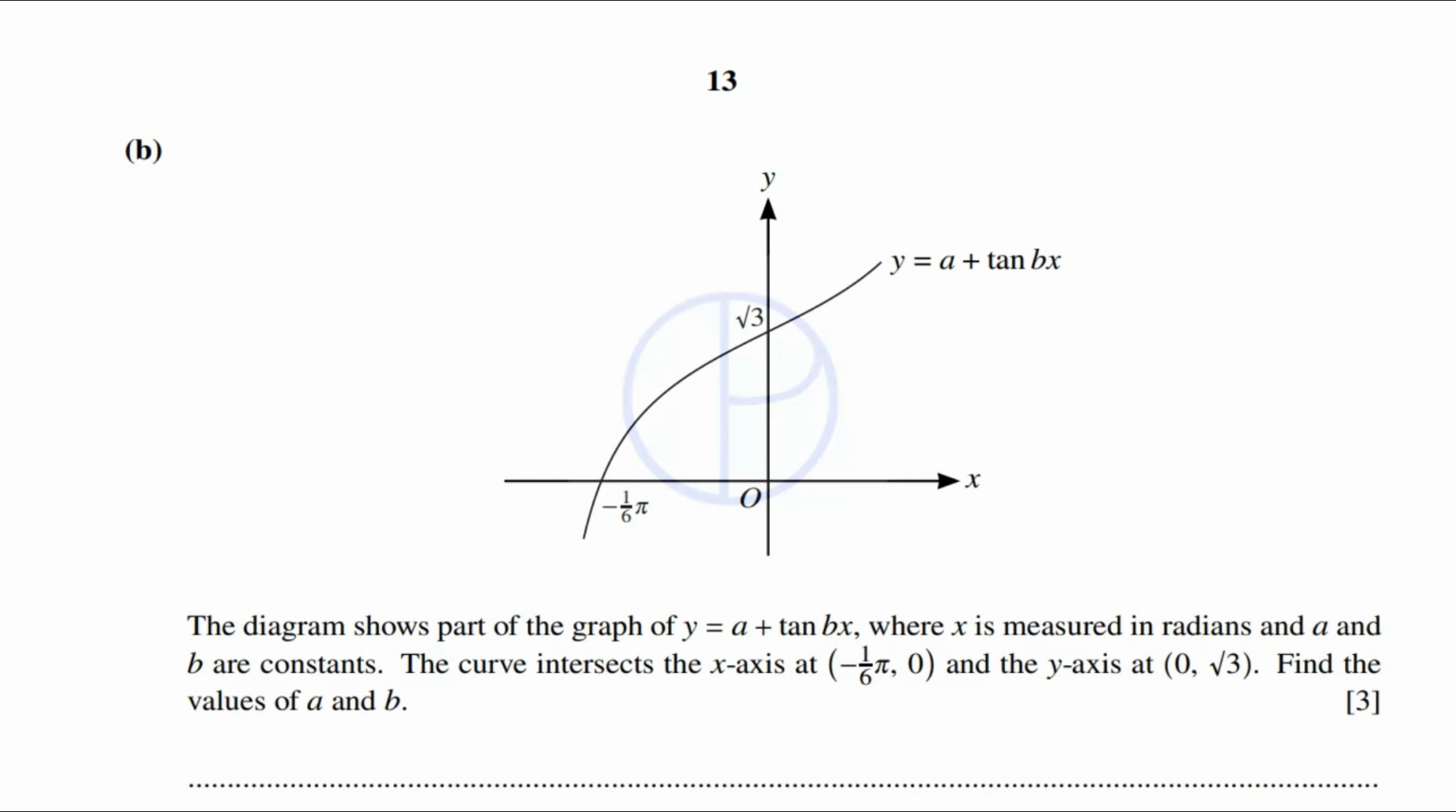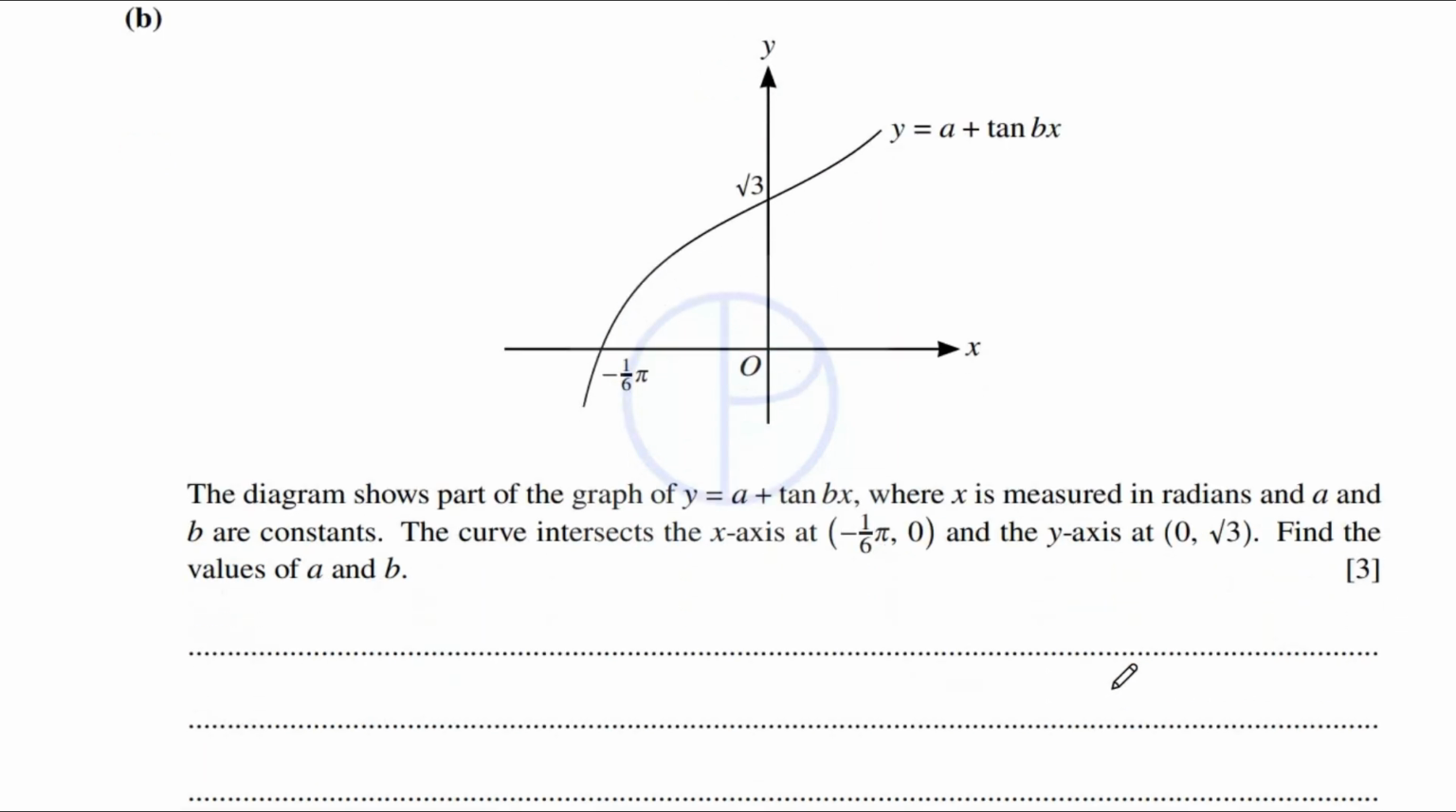The next question is, the diagram shows part of the graph of y is equal to a plus tan bx, where x is measured in radians and a and b are constants. The curve intersects the x-axis at negative 1 over 6 pi comma 0 and the y-axis at 0 comma square root of 3. Find the value of a and b. So the equation is given, y is equal to a plus tan bx.